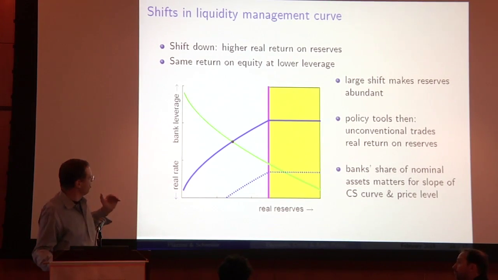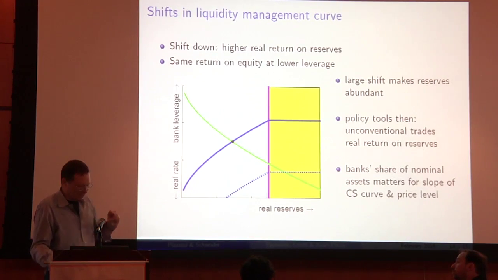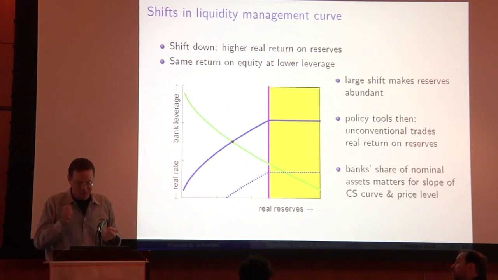Government can go further. If it makes a large shift, then that eventually makes the reserves abundant. And then we enter a region where, because short bonds and reserves are perfect substitutes, conventional monetary policy is no longer effective. The policy tools that remain are unconventional trades, and changes in the real return of reserves, which is what the policy does now.